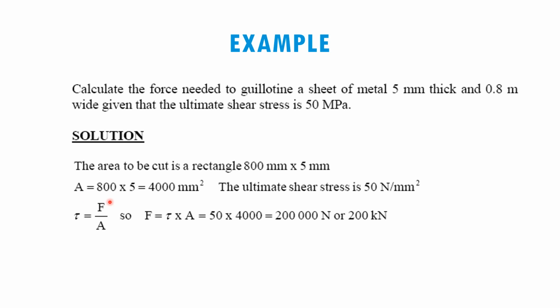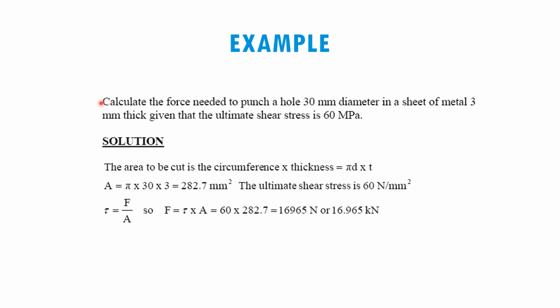So you calculate the value of A, and then you'll get 4000 meters squared. And then when we put it into the equation, F equals tau times A. Tau is already given as 50 MPa times the 4000, then you will get 200,000 Newton or 200 kilonewton. This one also, the example is quite the same, only that this is for the force needed to punch a hole. But the step is still the same, using tau equals F over A.